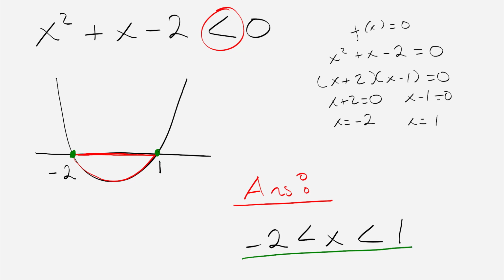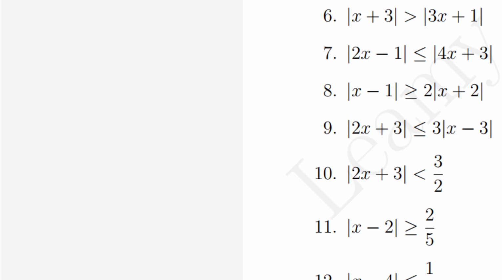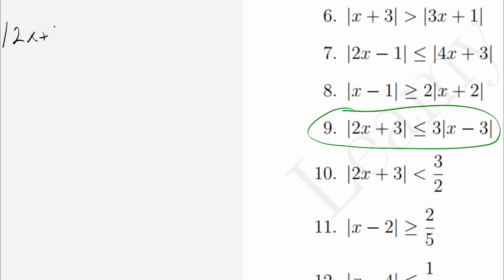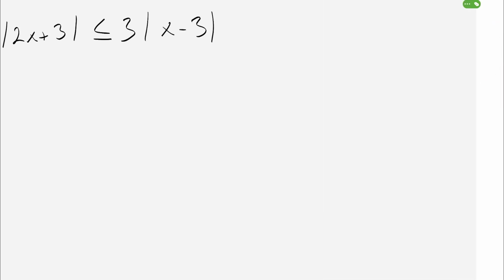So let's look at one more example here. I will go through question 9. The modulus of 2x plus 3 is less than or equal to 3 times the modulus of x minus 3. So same idea again, guys. We square both sides first of all. You're going to square the left hand side and you're going to square the right hand side. So we have a nice bit of work to do here just in squaring both sides.